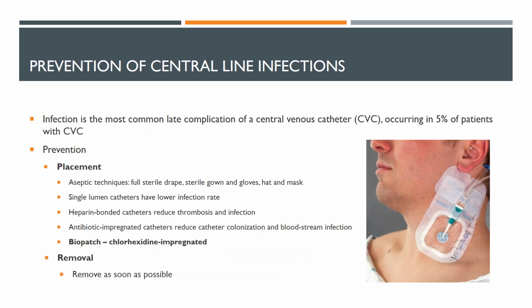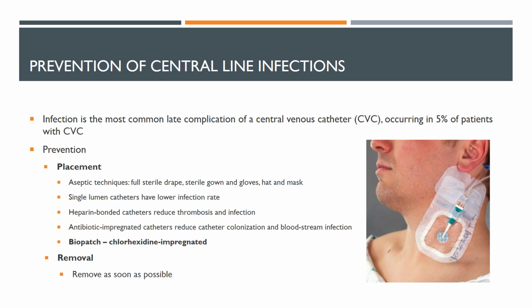So we've all placed central lines. How do we prevent infection? Infection is the most common late complication of a central line. It occurs in 5% of patients that have one. So how do we prevent it? We can prevent it in two ways, either with placement and removal. For placement, we want to do it under aseptic technique.